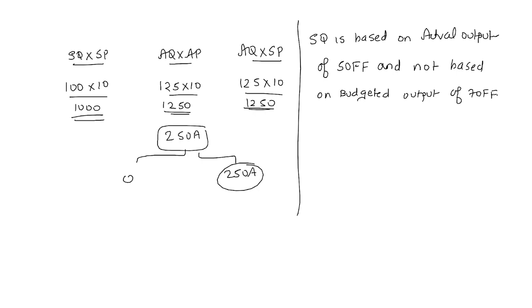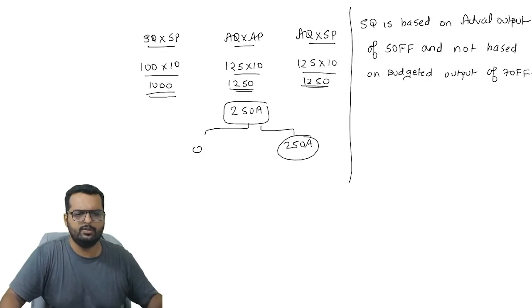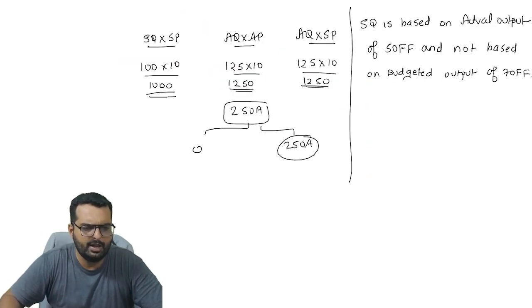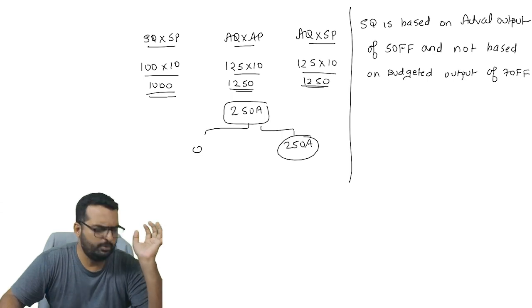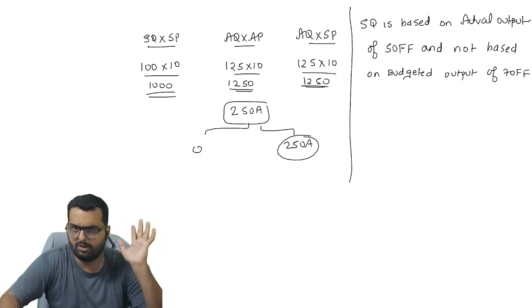Are you all done writing this, friends? All right, friends. So I believe we are all done with SQSP, and that SQ is based on actual output. Please by heart this. SQ is based on actual output. Everybody clear with this? I'll go to the next one now.